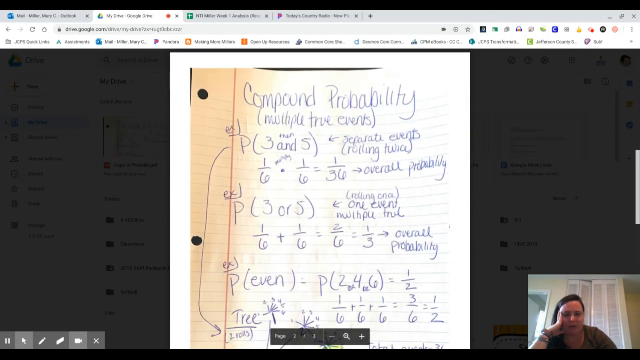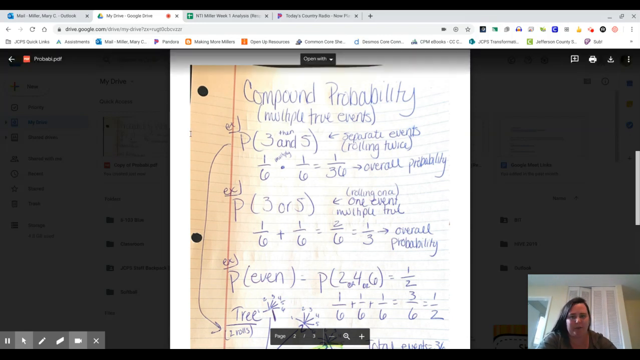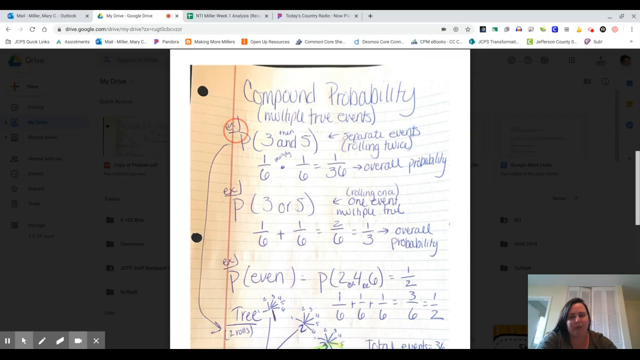Okay, so now we're getting a little bit harder. Now we're talking compound probability. This is where I think a bunch of people are getting confused, so that's why I really wanted to go through and clarify what's going on here. Our first example here is the probability of 3 and a 5. That means we're rolling 2 different times. Those are separate events. They do not affect each other.